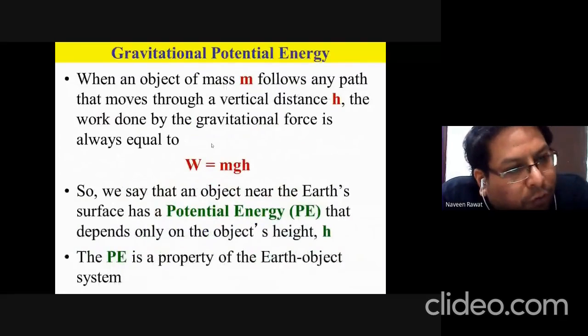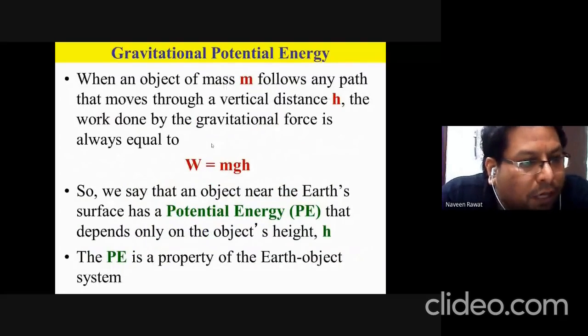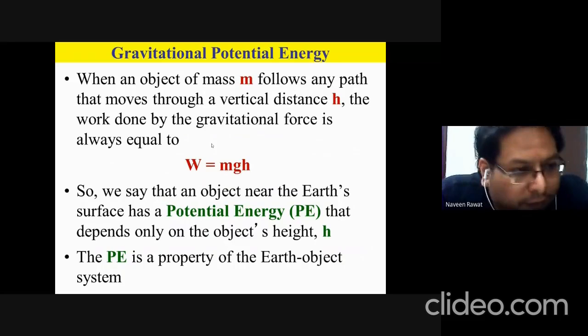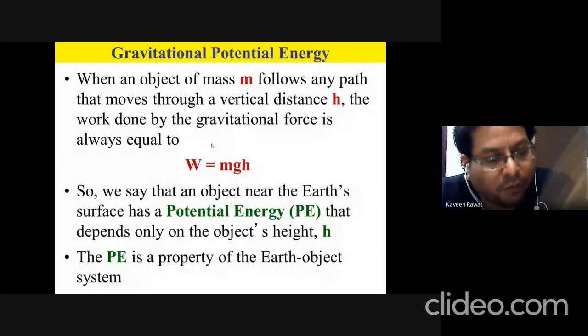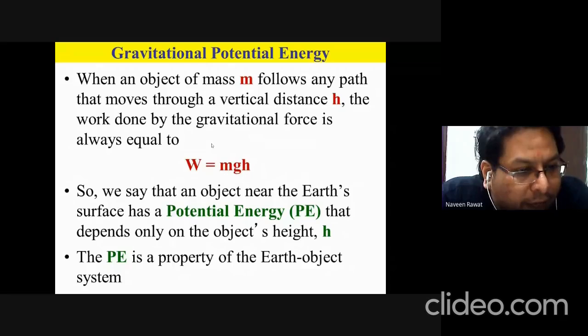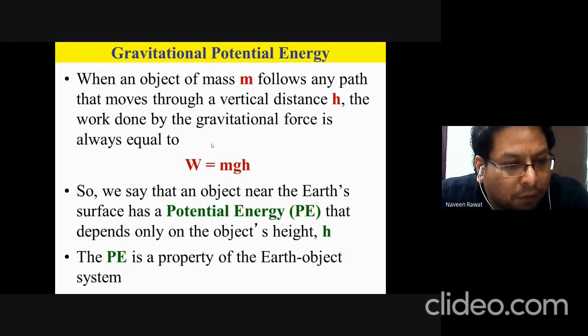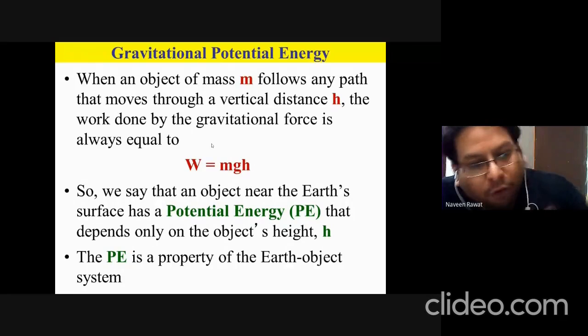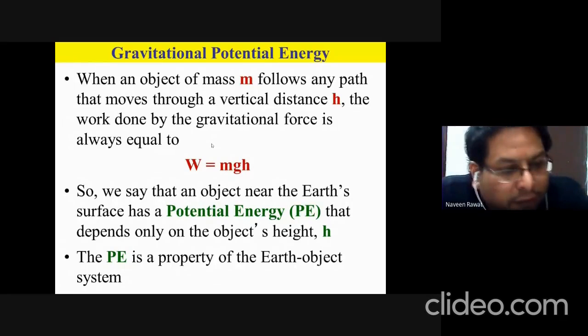So when an object of mass m follows any path and moves a certain distance h from the ground, right? We say that there is some work done by this gravitational force, and the work done to lift the object is basically your mg times h, right? And this potential energy of an object at the earth's surface, we say that it only depends on the height h.